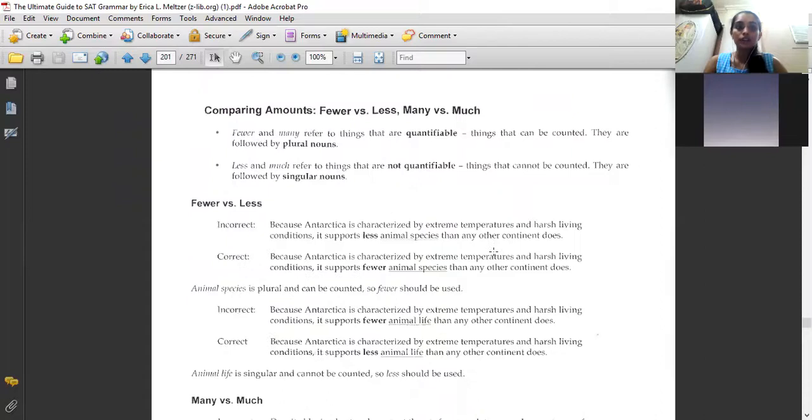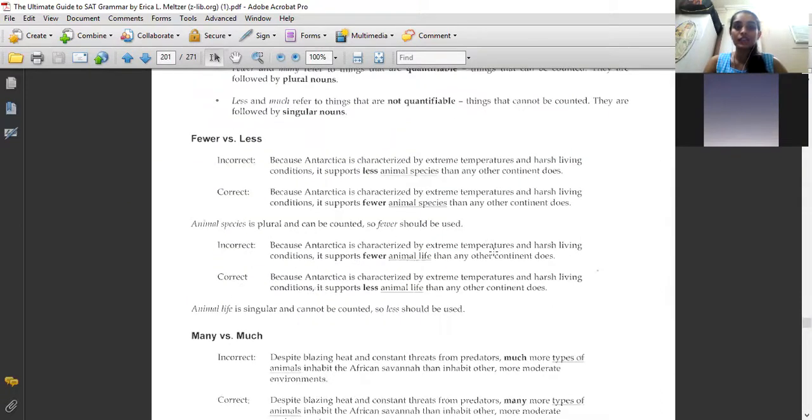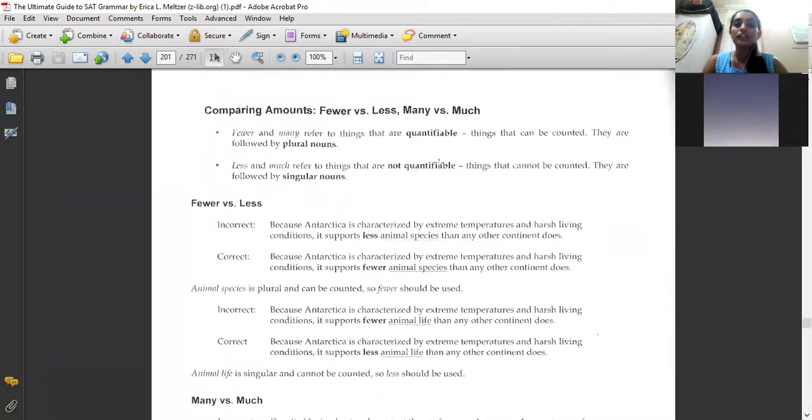Much versus many, fewer versus less. Anything that is quantifiable, you will use fewer and many. Anything that's non-quantifiable, you use less and much. Right? Anything you can count, basically.